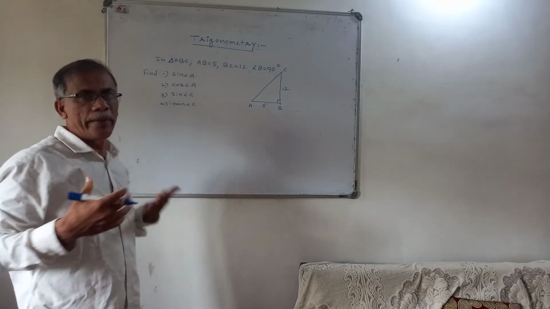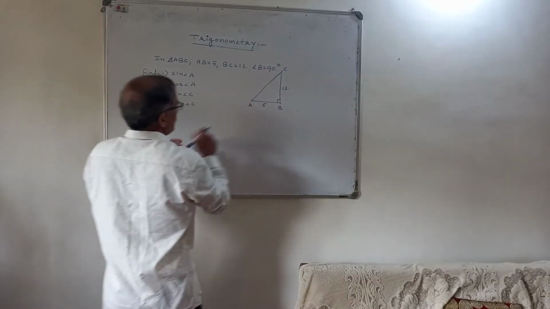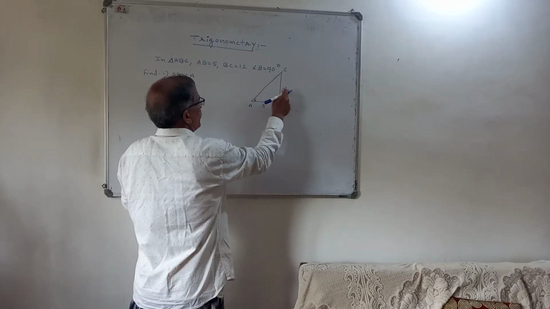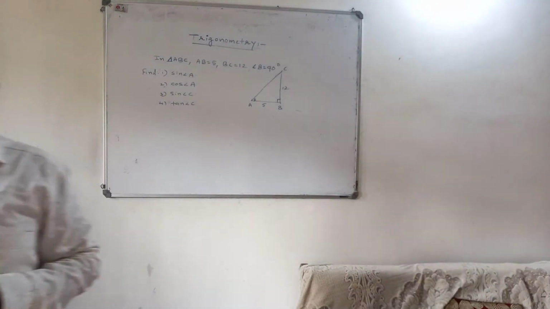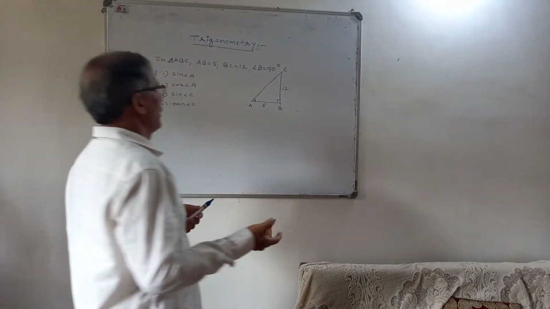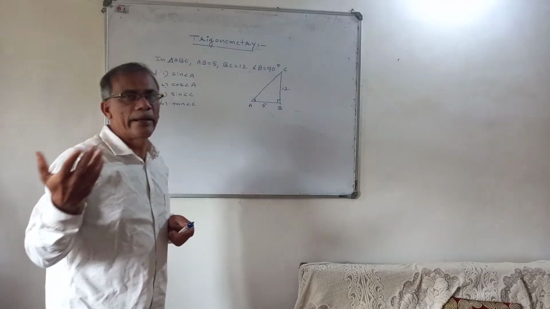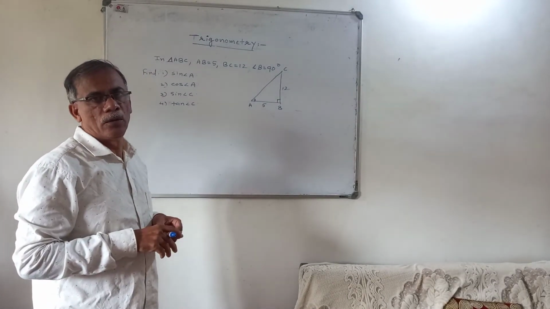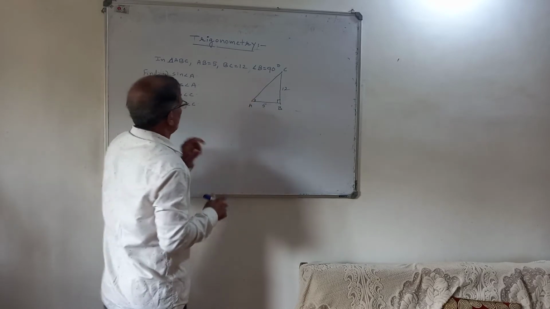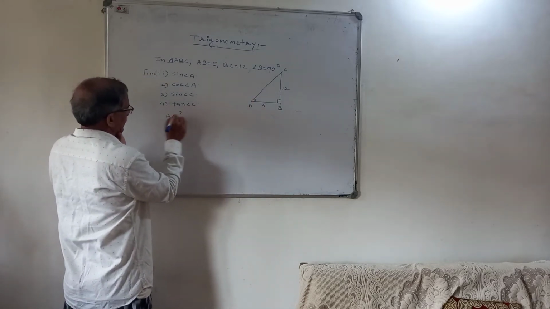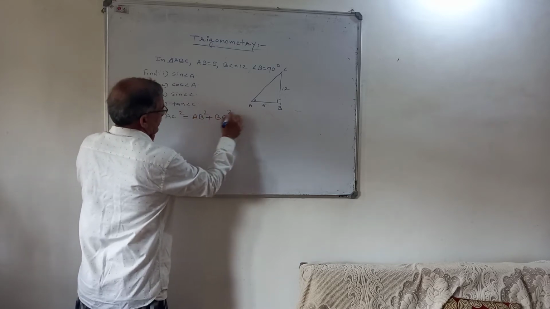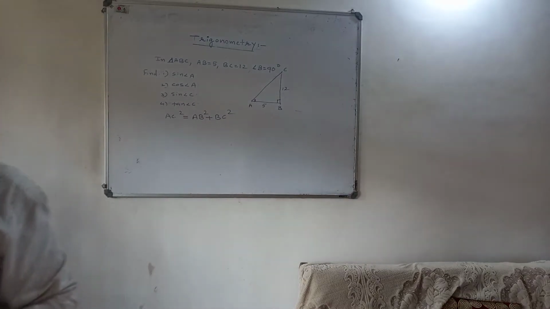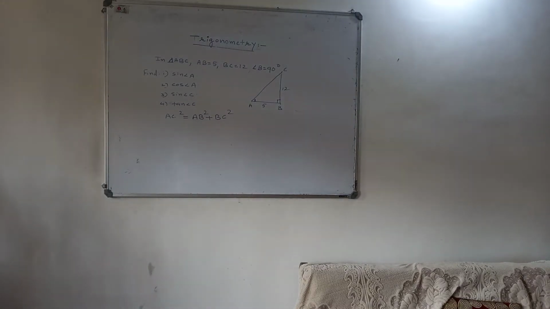Means we want to write trigonometric ratios. Sin angle A, if you mark this angle A, sin means opposite side upon hypotenuse. We don't know the hypotenuse. But as it is a right angle triangle, if you know two sides, we can calculate the third side by using which theorem? Pythagoras theorem. Now this is the hypotenuse. Our theorem: AC square is equal to AB square plus BC square. Hypotenuse square is equal to... you have to identify the hypotenuse, write it on one side, and it is equal to AB square plus BC square.